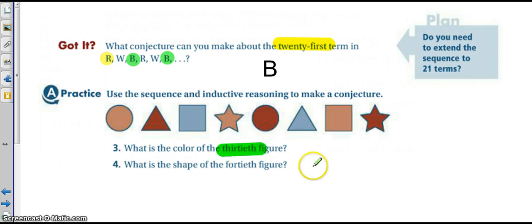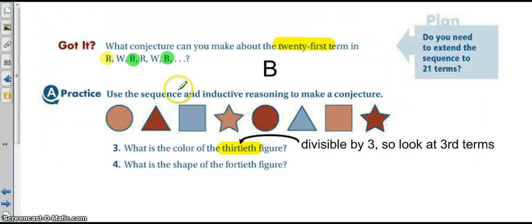So now down here in practice problem 3, that doesn't work as easy, because what we're being asked is to find the 30th figure. Misspoke there for a moment. So since it is 30th, and that is not a prime number, it's convenient. We can go ahead and say I can figure out the 30th term based on it being divisible by 3. So since it's divisible by 3, we can look at every third term.